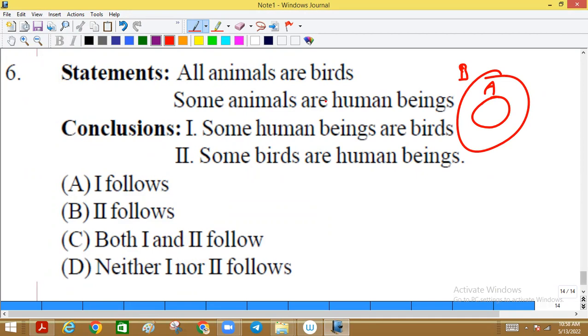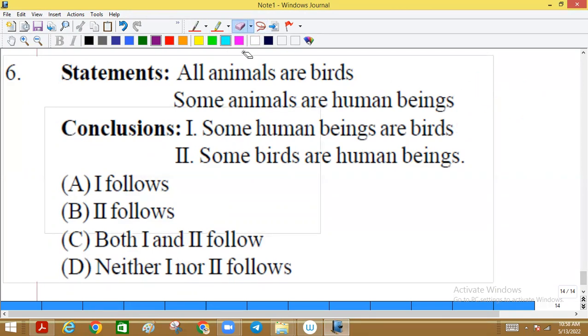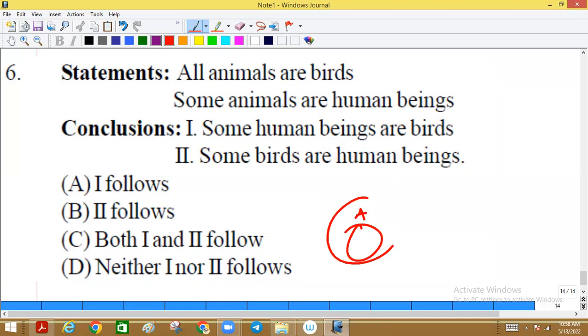Now see here, this is very important. When all animals are birds, I will write like this. Yes or no? When I say that some animals are human beings, there are two ways of writing this. The first one is some animals are human beings, I can write like this. Or similarly, I can write like this also. Like this also I can write. Yes or no? Which one is correct, the green one or the pink one? Why?